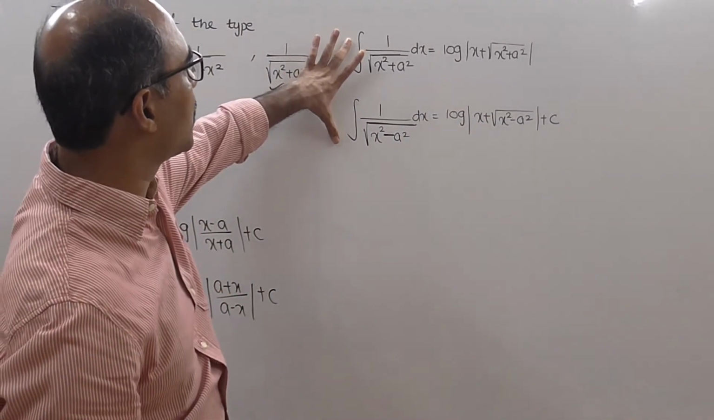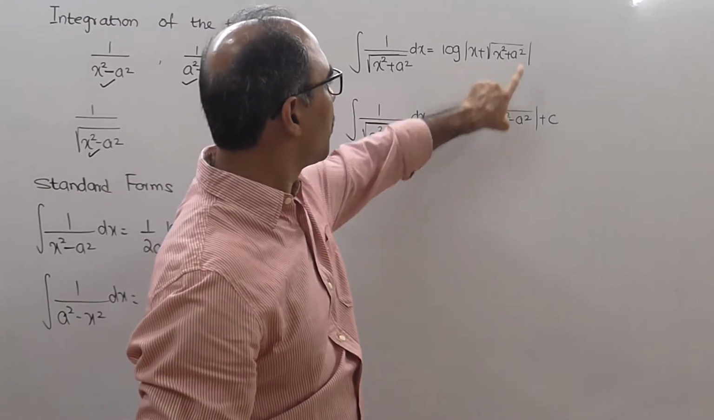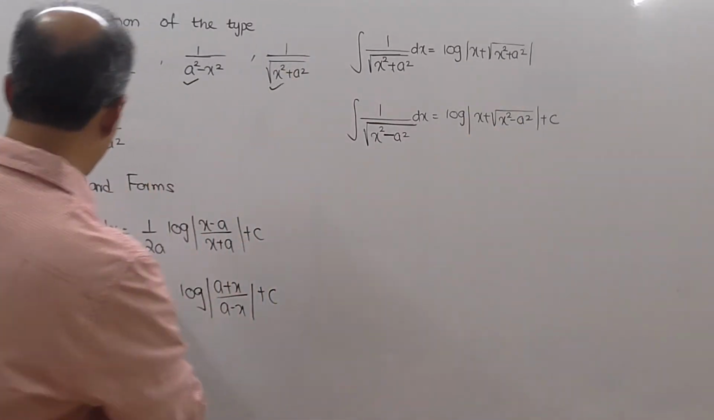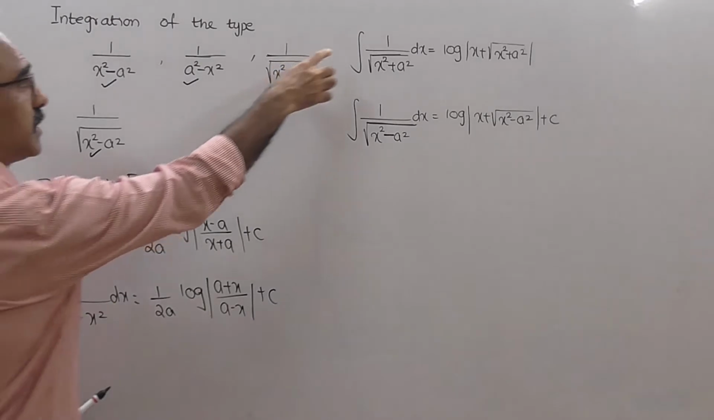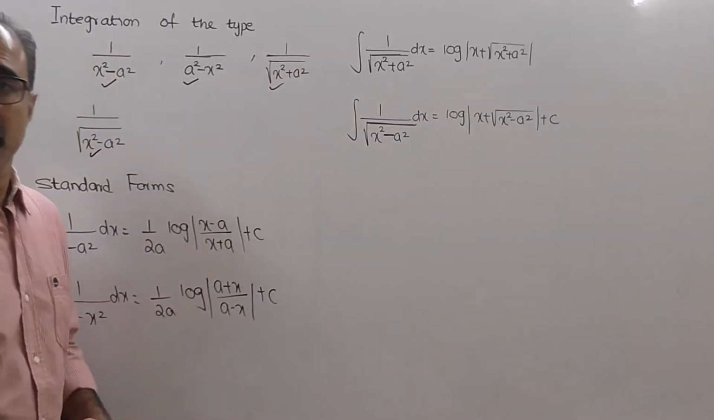So these two formulas are the same. The only thing is you have a plus sign and a minus sign. And this is x square minus a square and this is a square minus x square. So you have to remember these 4 formulas properly.